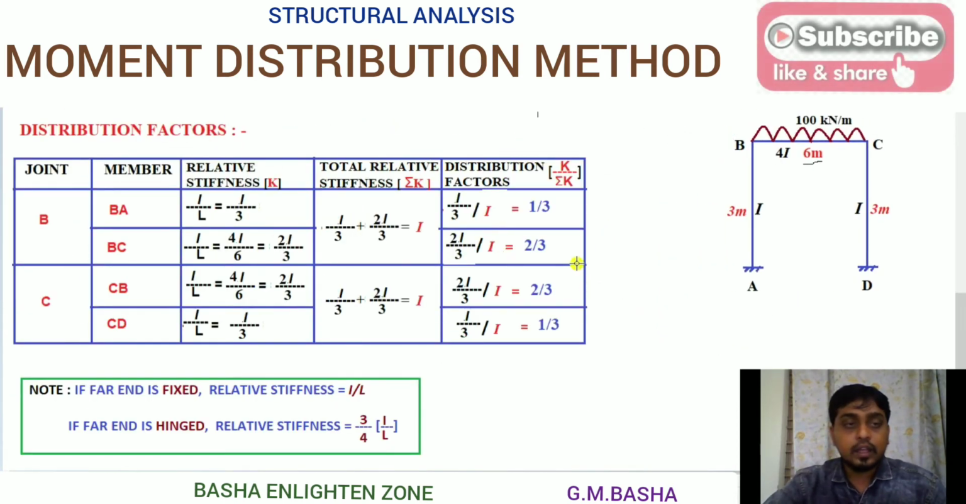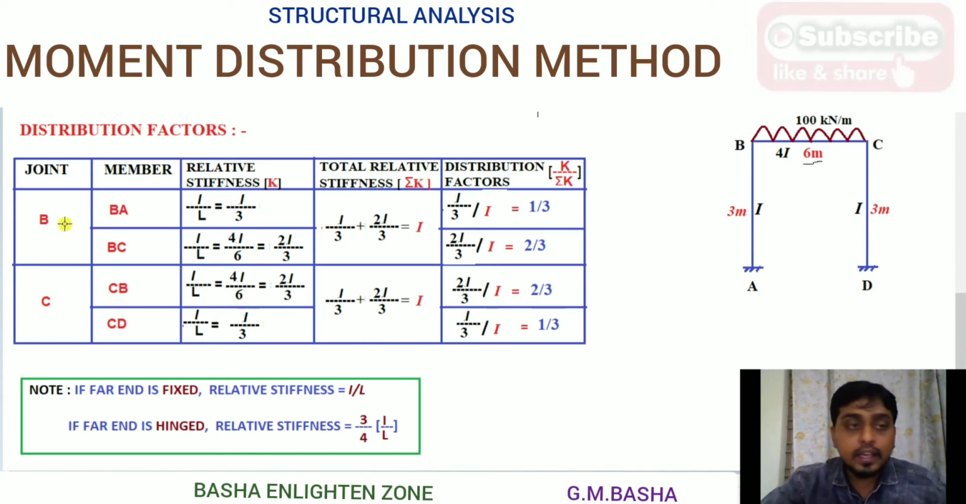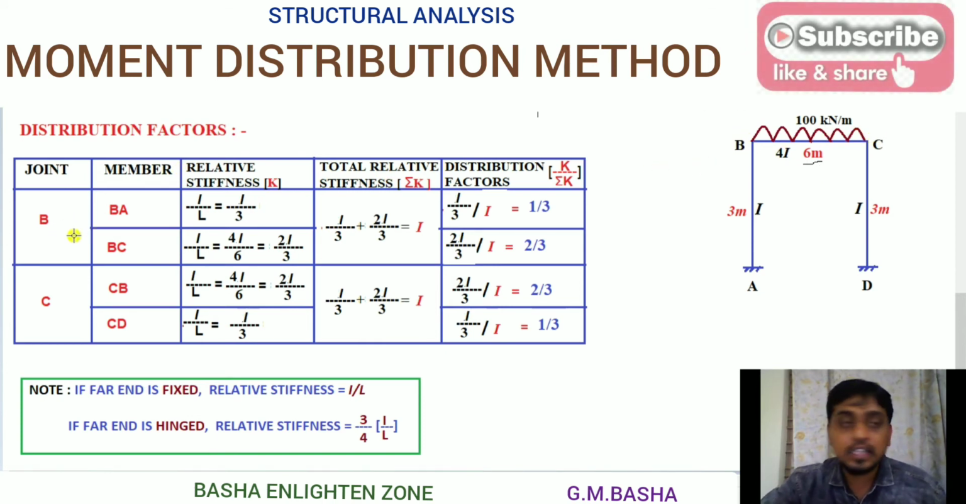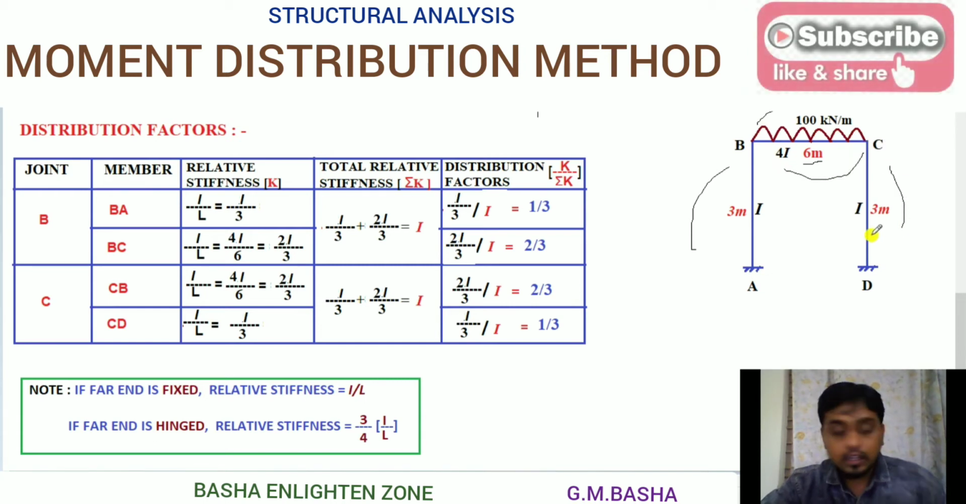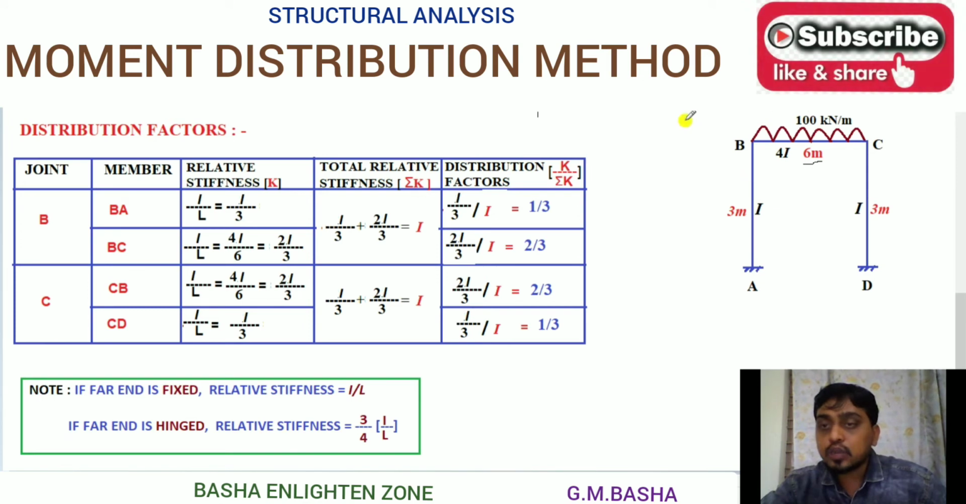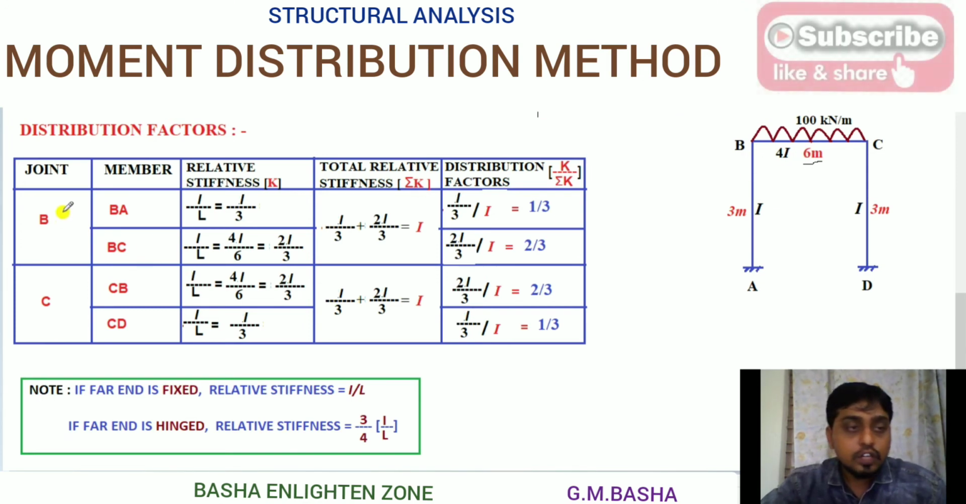See here, A and D are the end supports, B and C are the intermediate supports. Therefore, I am taking the joints as B and C. Similarly, what are the members here? For B, the connecting members will be BA and BC. Similarly, for C, the connecting members will be CB and CD. Therefore, as usual, for joint B, members BA, BC, and for C, CB and CD.